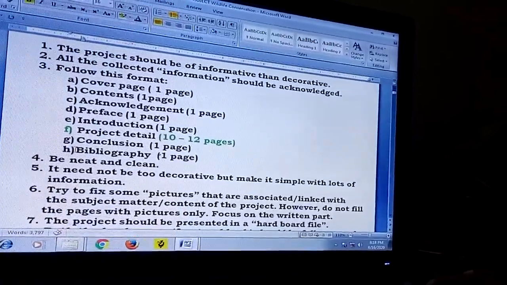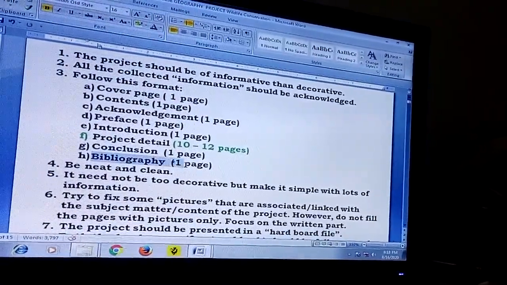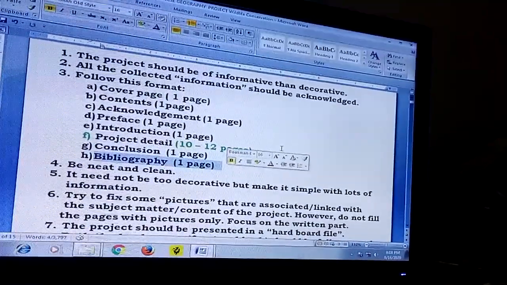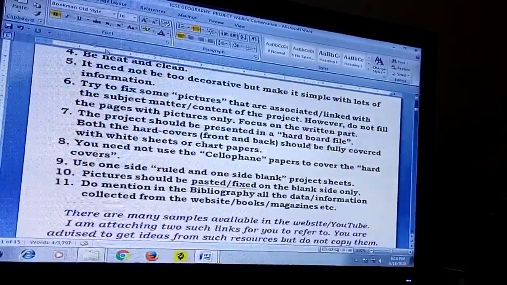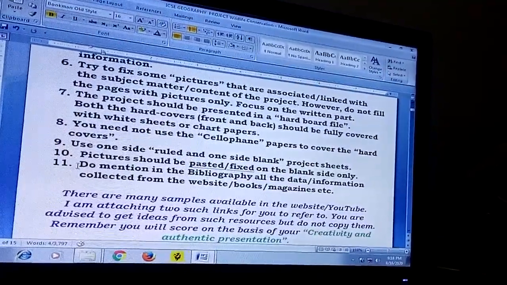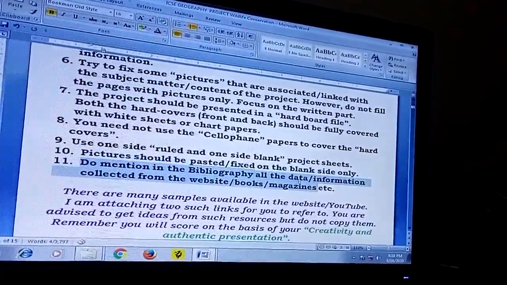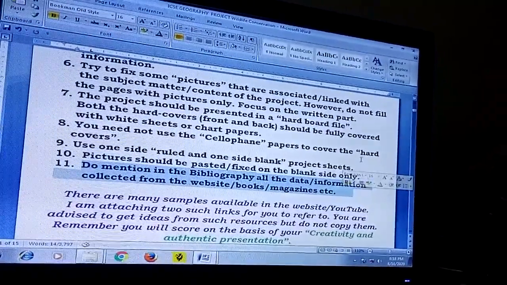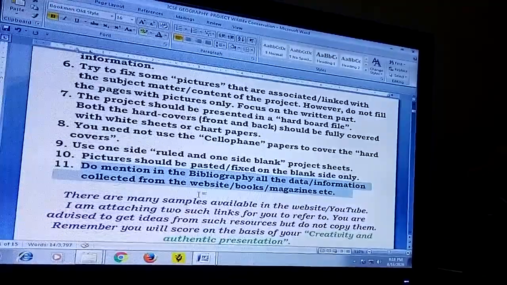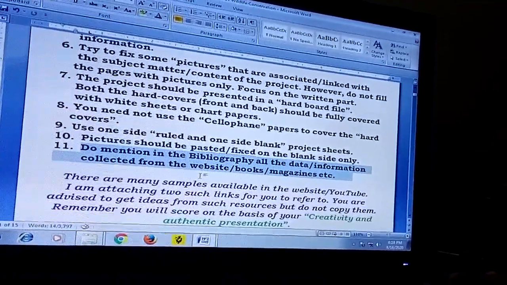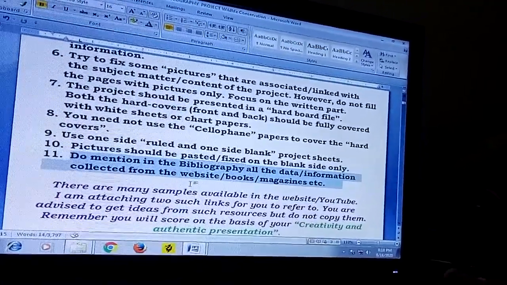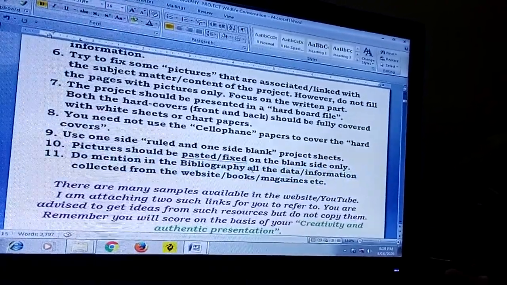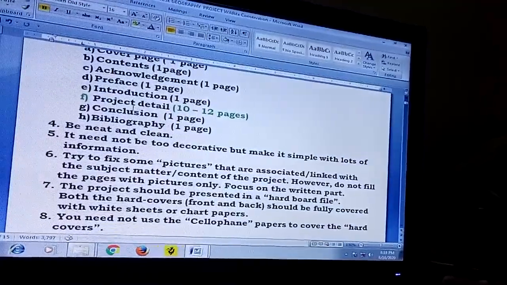And then lastly, the bibliography. Somebody asked me today what you have to write in the bibliography, and I have mentioned very clearly in the last point: do mention in the bibliography all the data and information collected from websites, from different books, from different magazines, etc. So that is the bibliography. So what is the difference between the bibliography and the acknowledgement?